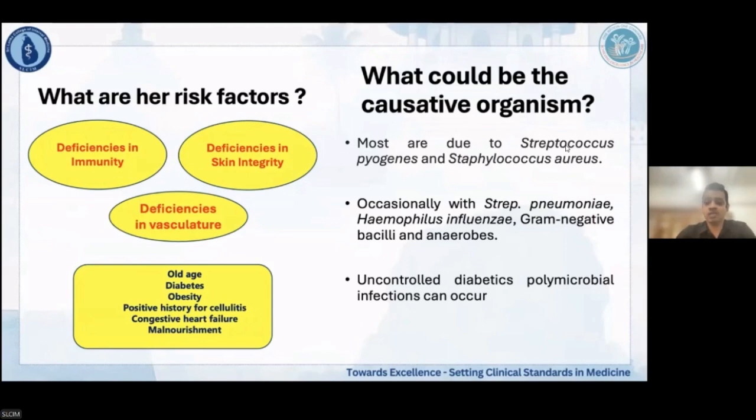So what are the likely organisms in this particular patient? Most of the time cellulitis is due to infection with Streptococcus pyogenes and Staphylococcus aureus. But occasionally you can have patients growing Streptococcus pneumoniae, Haemophilus influenzae, or gram-negative bacilli and anaerobes. Particularly in patients with very poor control of diabetes, you can get polymicrobial infections. Generally cellulitis is monomicrobial, and most of the time you are able to isolate only one organism, but in patients with poorly controlled diabetes, it can be due to multiple organisms.